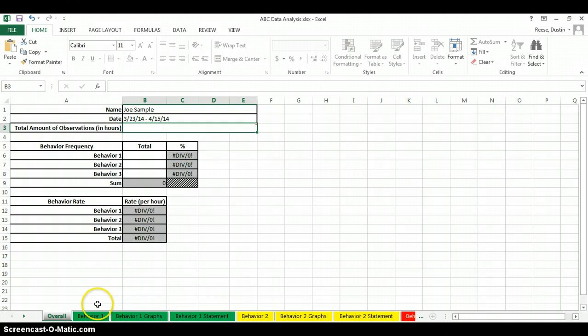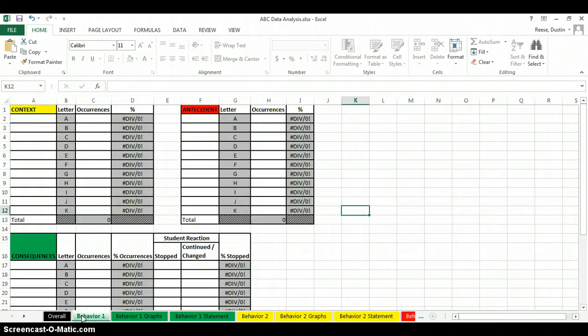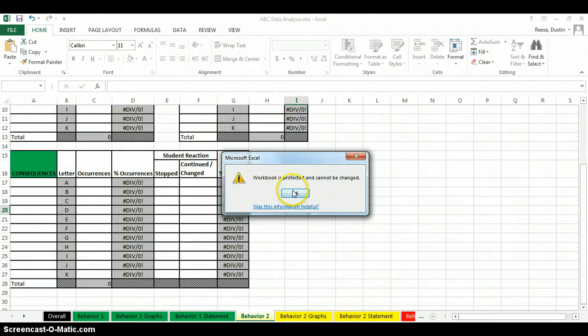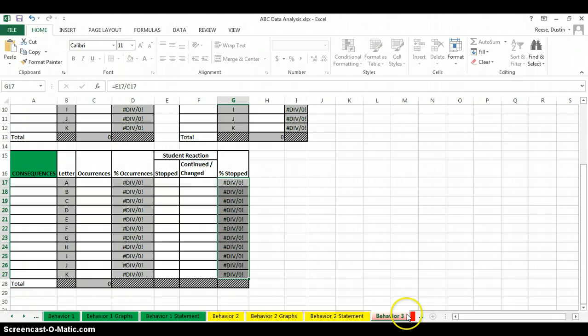This document has several different tabs along the bottom that are going to help you collect your data. There's the overall tab, which will just give a basic overview of the different behaviors you've collected, the frequency and the rate that those occurred. And then they're separated into individual behaviors. So if you have 3 different behaviors you're observing, behavior 1, behavior 2, and behavior 3. So you may only do 1 or 2 of those, you may do all 3.